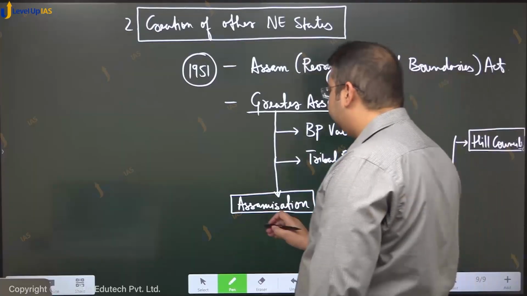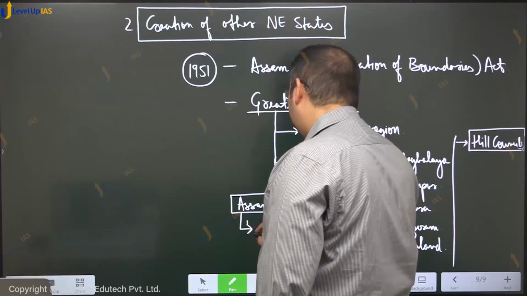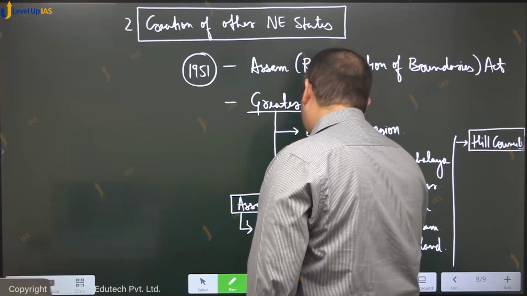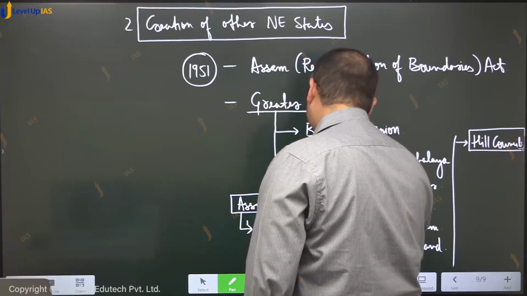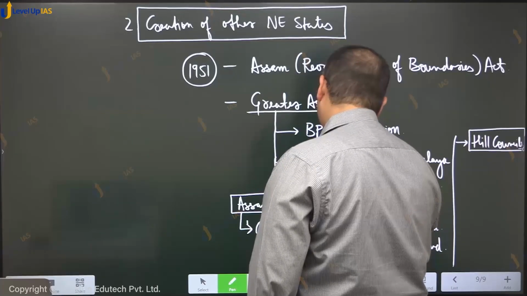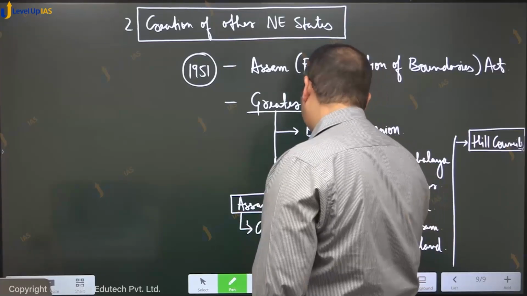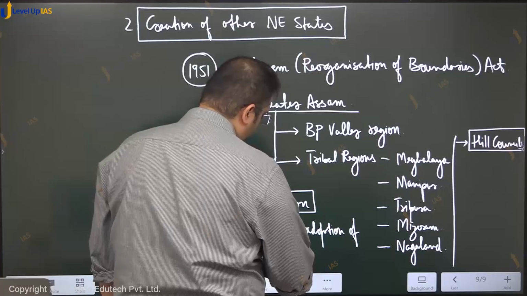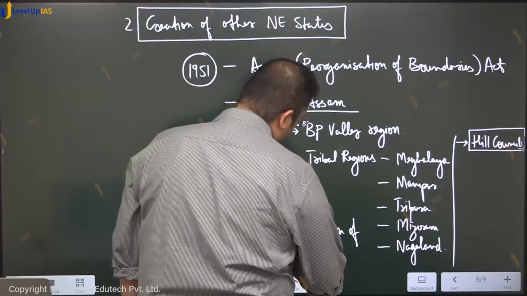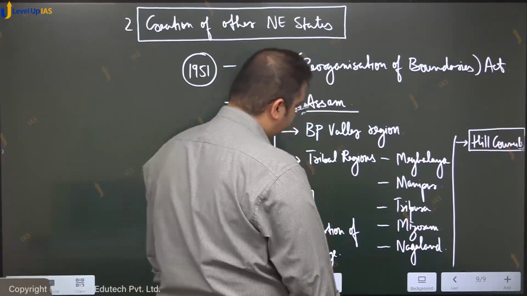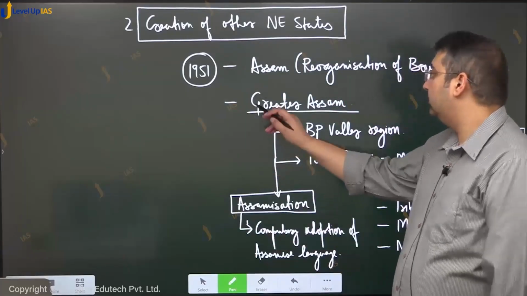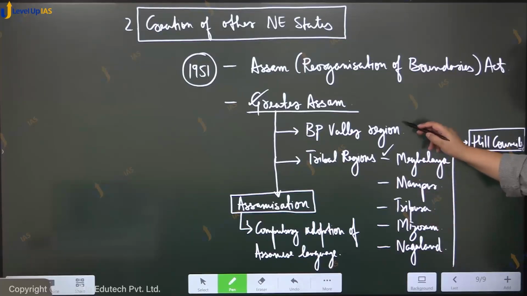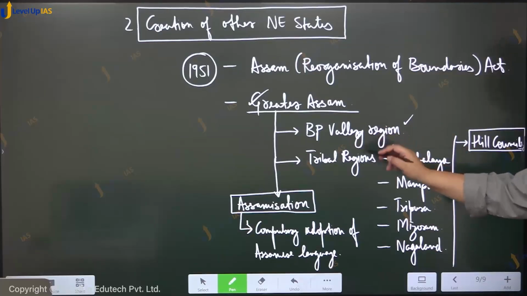What did it call for? It called for the compulsory adoption of Assamese language throughout Greater Assam, including in the tribal regions and not only in the Brahmaputra Valley region.